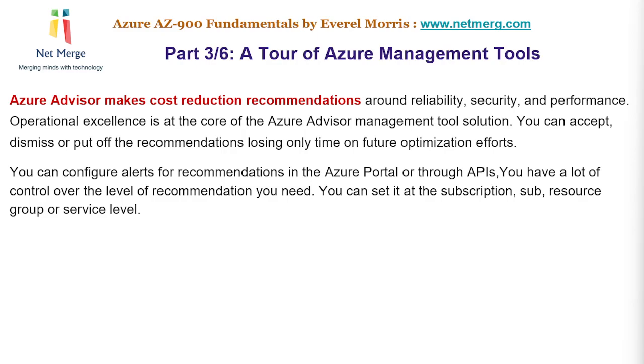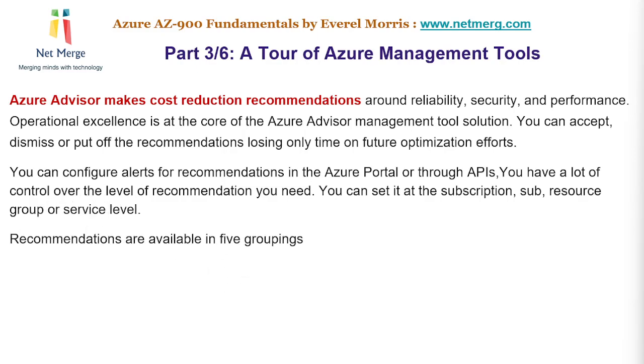You can configure alerts for recommendations in the Azure portal or through APIs. You can have a lot of control over the level of recommendation you need. You could get recommendations for critical stuff, for non-critical stuff. You have all the control you want in the world over that. You could set it at a subscription level. You can set it at the resource level, at the group level. You have that scoped configuration as well.